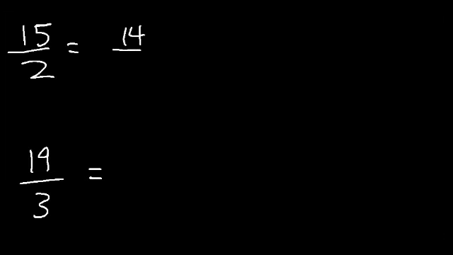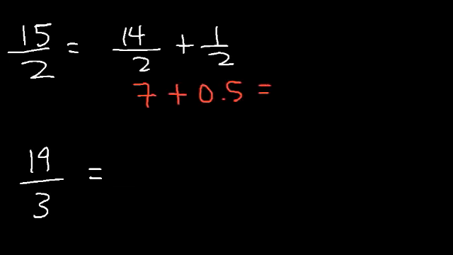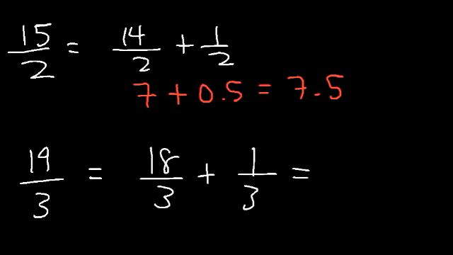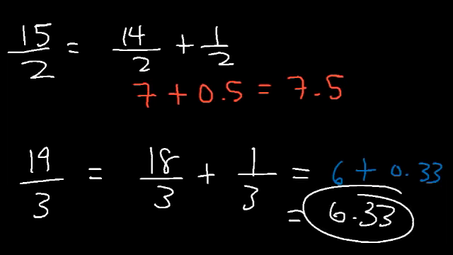So we can make this 14 over 2 plus 1 over 2. 14 divided by 2 is 7. 1/2 is 0.5. So this is equal to 7.5. Now, 3 goes into 19 6 times. 3 times 6 is 18. So we can write this as 18 over 3 plus 1/3. 18 divided by 3 is 6. 1/3 is 0.33. So as a decimal, this is 6.33.